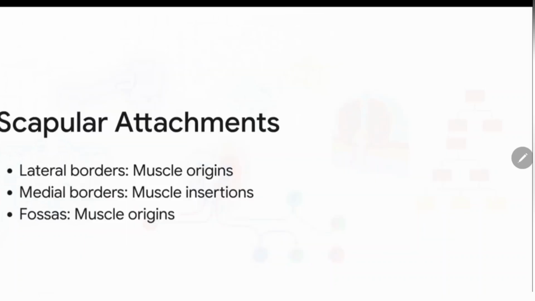Now listen up, because here is a massive shortcut. Ratta nahi marna hai. Please, do not just blindly memorize this stuff. There are simple, logical rules for scapular attachments. Generally speaking, the lateral borders, those are for muscle origins. The medial borders, those are for muscle insertions, like the serratus anterior and the rhomboids. And the fossas, the supraspinous, infraspinous, and subscapular fossas, those are all origins for your rotator cuff muscles. Master this pattern, and you've literally won half the battle.